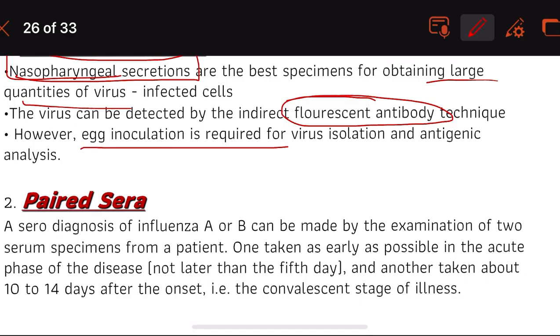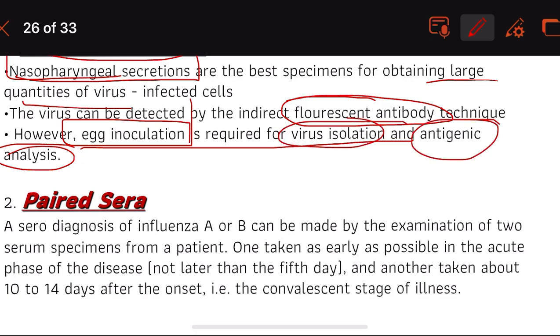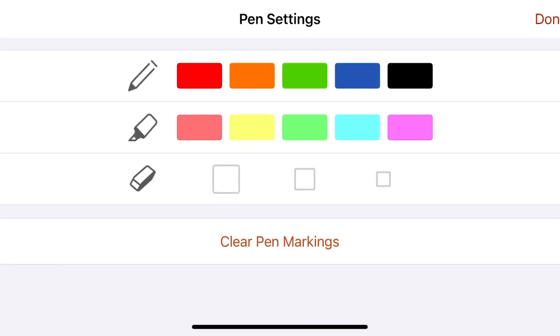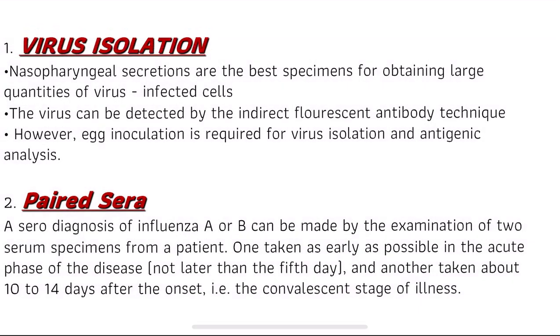Egg inoculation is required for virus isolation and antigenic analysis. Also, they are performing this egg inoculation for the virus isolation and also to analyze the antigens. They are doing the egg inoculation.